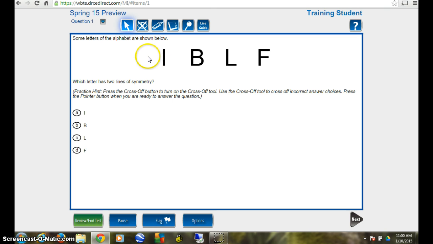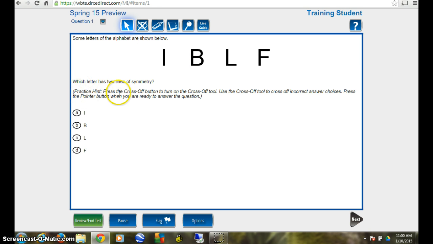And so on this, the B, it does not have two lines of symmetry. It only has one line of symmetry. The L doesn't have a line of symmetry, and the F doesn't have a line of symmetry, but this one right here, you could draw a line right down here and it would mirror each side, and this one, draw a line across here, mirror each side.